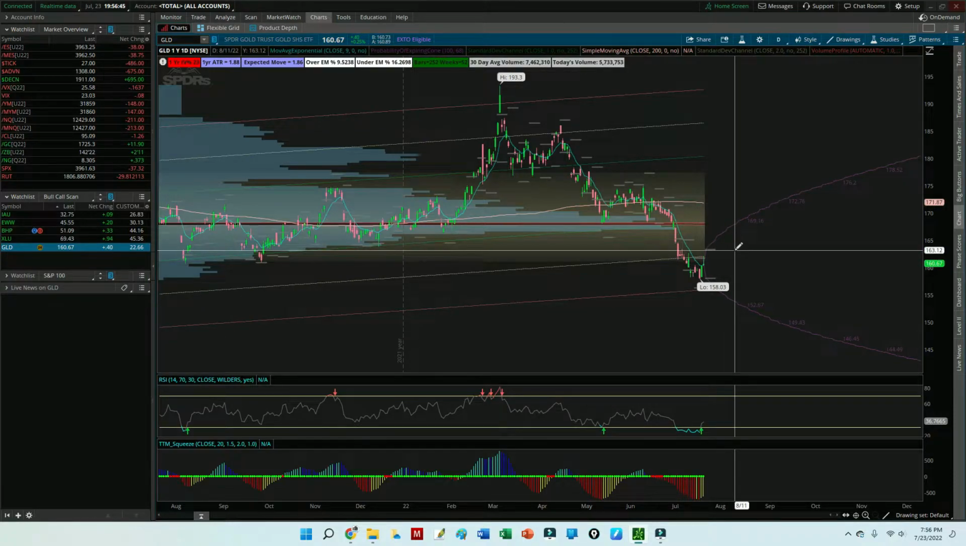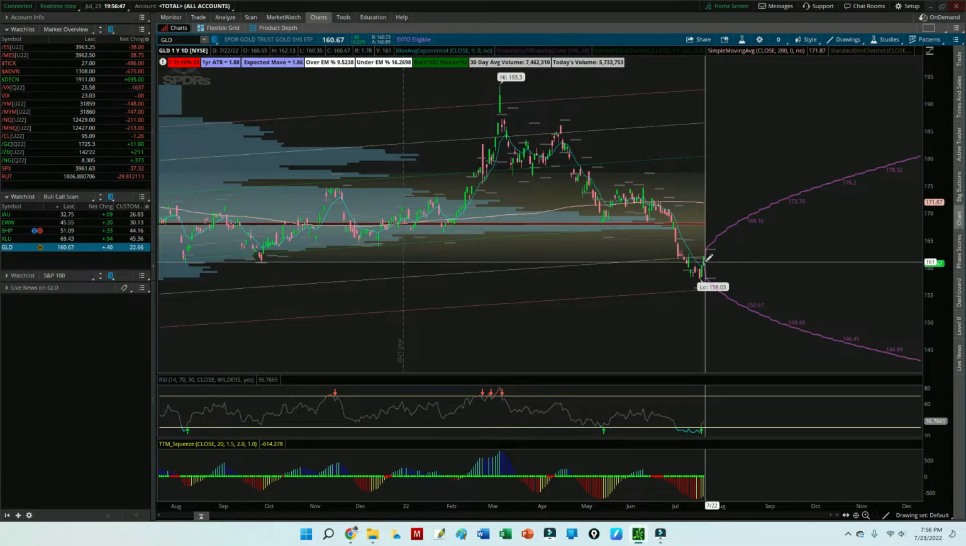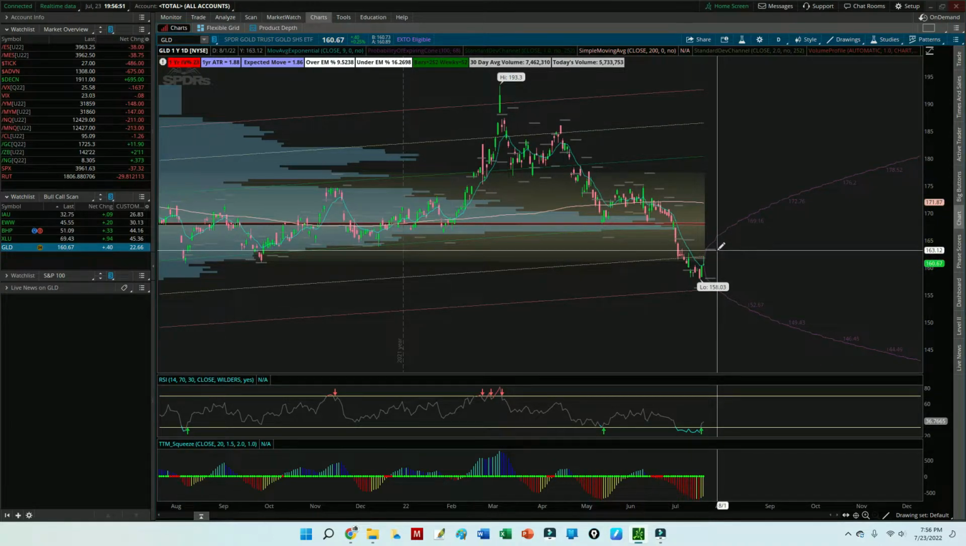Again, it could pop higher immediately. You see we had a pretty wide range there on Friday. If we get another ranging bar like that, we may be able to get filled.